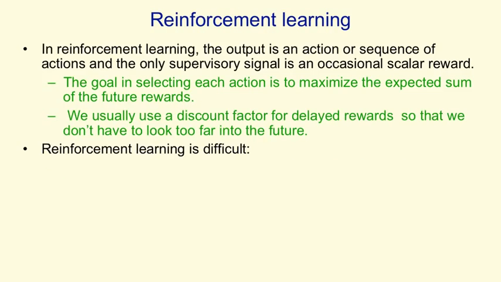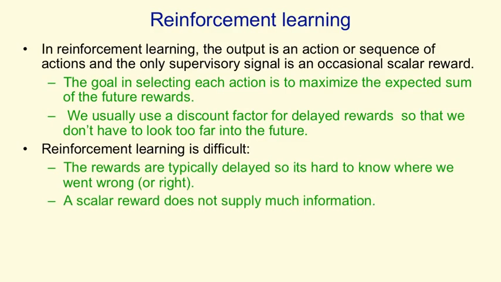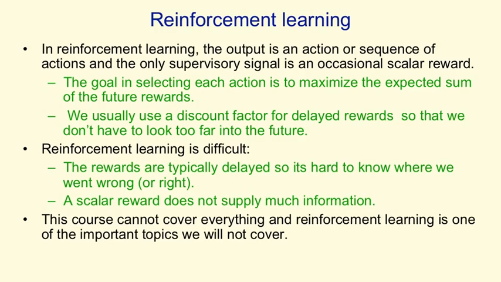Reinforcement learning is difficult. It's difficult because the rewards are typically delayed, so it's hard to know exactly which action was the wrong one in a long sequence of actions. It's also difficult because a scalar reward, especially one that only occurs occasionally, does not supply much information on which to base the changes in parameters. So typically, you can't learn millions of parameters using reinforcement learning, whereas with supervised learning and unsupervised learning, you can. Typically in reinforcement learning, you're trying to learn dozens of parameters, or maybe 1,000 parameters, but not millions. In this course, we can't cover everything, and so we're not going to cover reinforcement learning, even though it's an important topic.